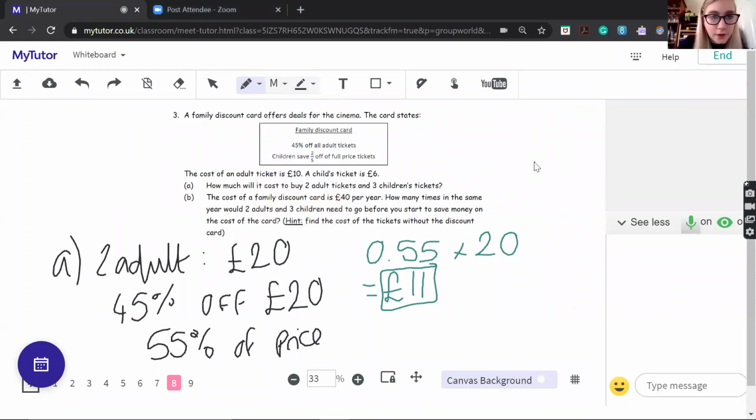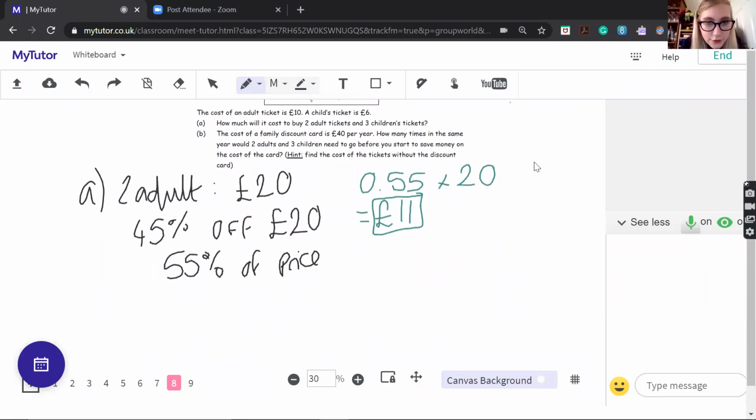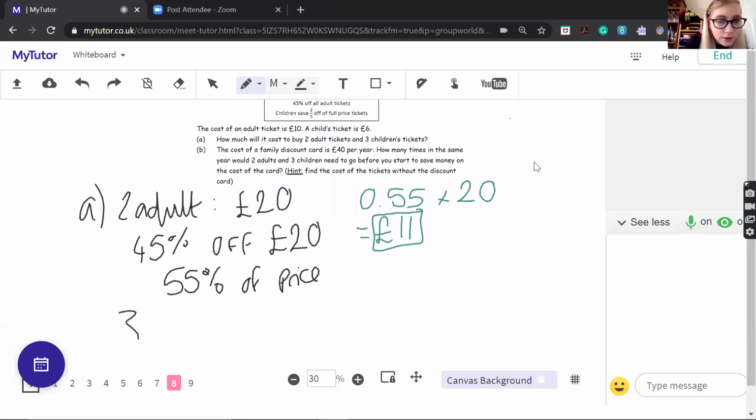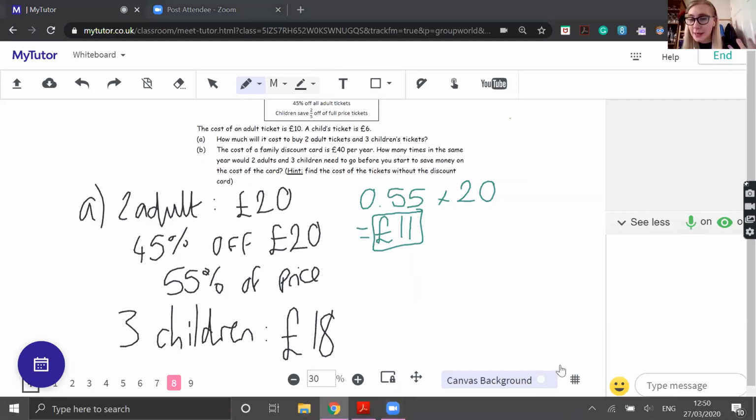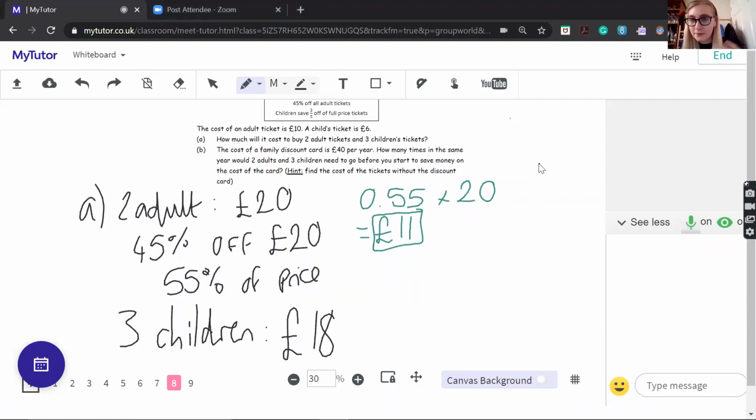And then we'll look at the 3 children's tickets part. So 3 children's tickets. Well, what would that be? 6 times 3 is £18, and they're saving 2/5. And that means, in a really similar way, with our fractions adding up, they're paying 3/5 of the price. So we could work out 2/5 and subtract it from 18, or we could just straight away work out 3/5. Does that make sense? Because that's adding up to our 1.